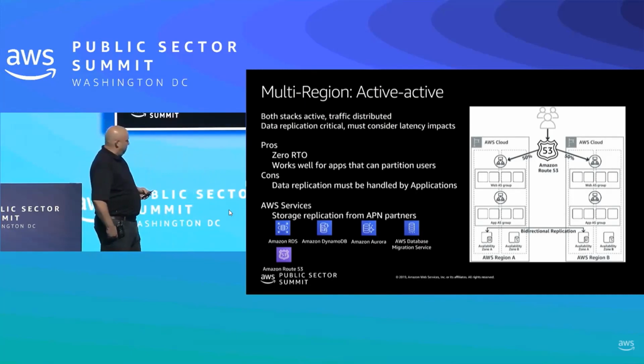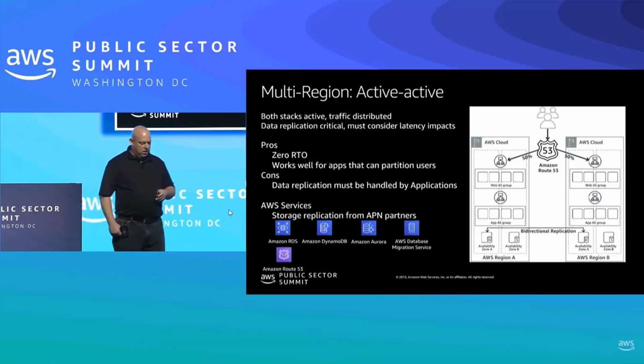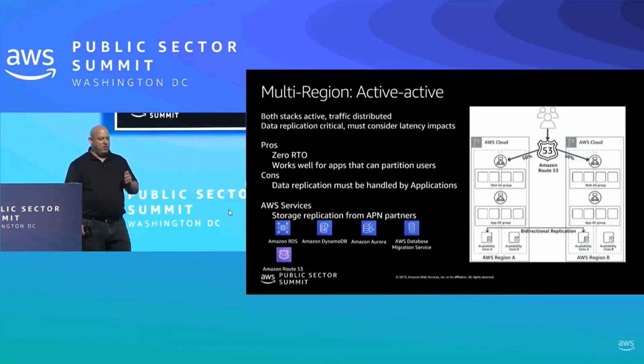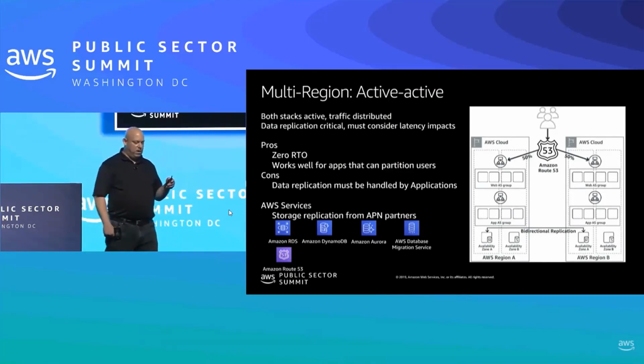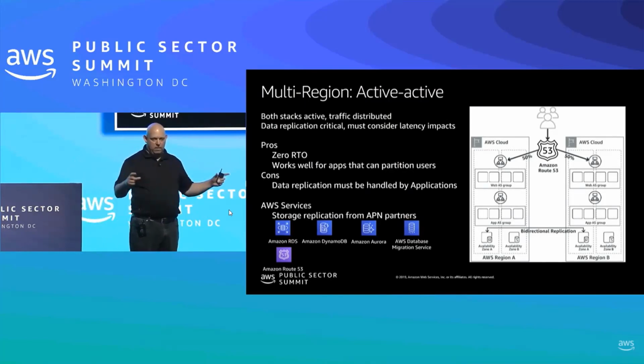Latency is probably the big challenge here. There are also some storage layer replication technologies. I mentioned up here some APN partners. So you think of CloudEndure Disaster Recovery, Attunity Replicate, WANdisco Fusion, NetApp Cloud Sync. There are a number of technologies you can use, because if you need to be able to replicate at the disk layer, there are services out there that you can use for that.